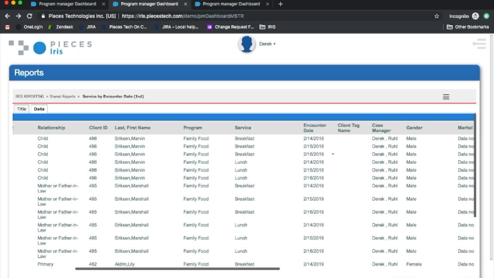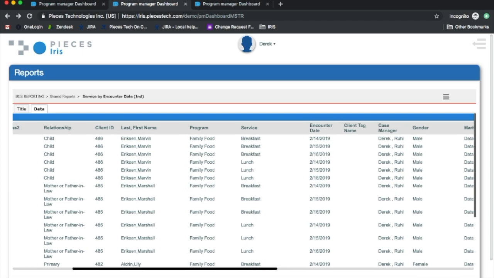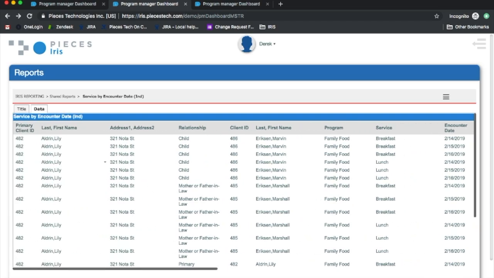So we can see that. We can see the same for lunches and the same for his dad and then also for his mother. And as you can see, this is grouping the child and the father in with the primary household member. So the first name that we're seeing is Lily Aldrin. And then the name over here after relationship, that is the actual client that is receiving this service.